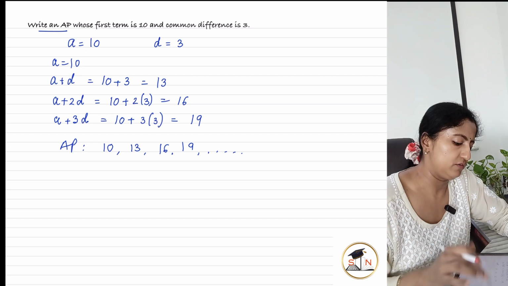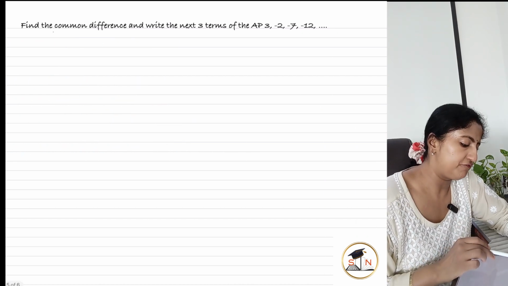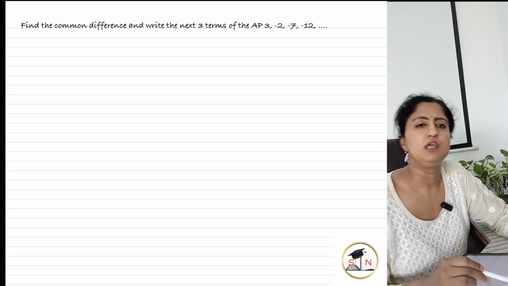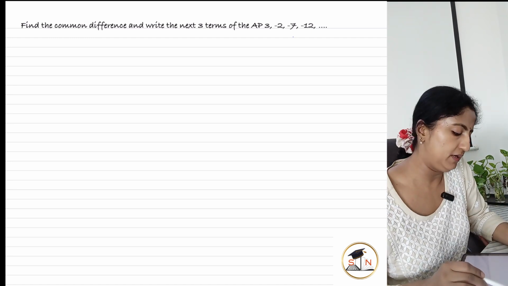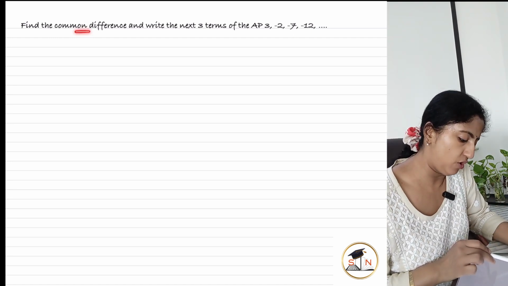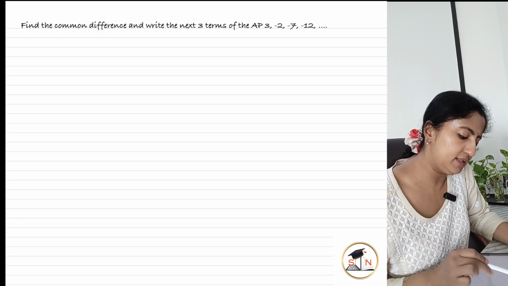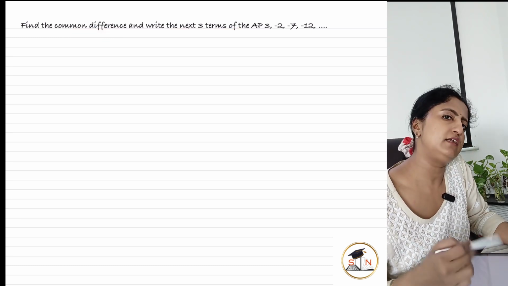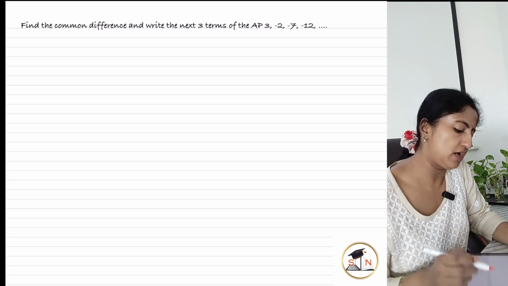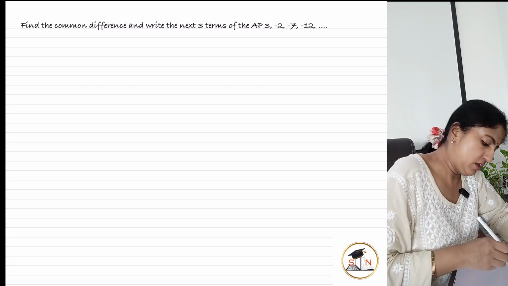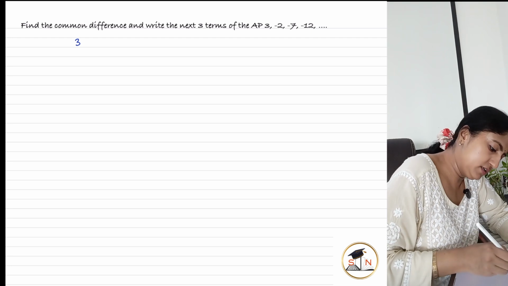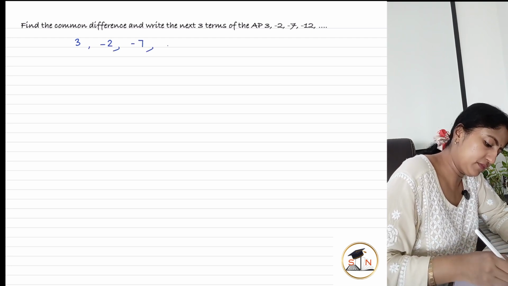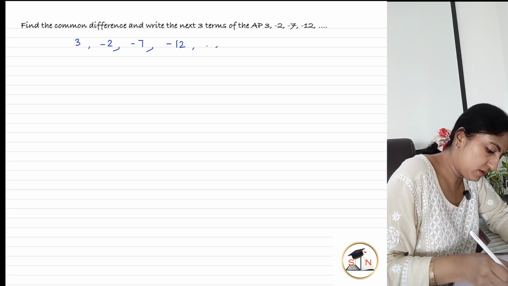Okay. Now, let's do another one. Find the common difference and write the next 3 terms of the AP. Now, in this question, we are given an AP. We are supposed to find the common difference and write the next 3 terms. We already have 4. We need to write the next 3 terms. So let's see how to do this one. We have got 3, minus 2, minus 7, minus 12, and so on.